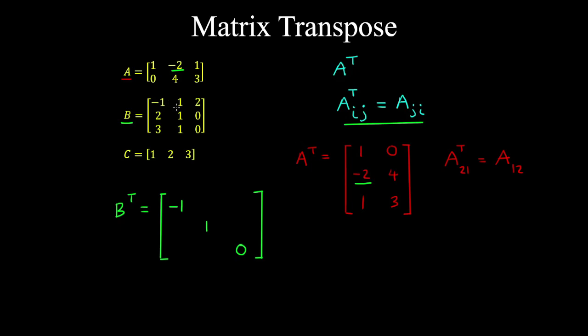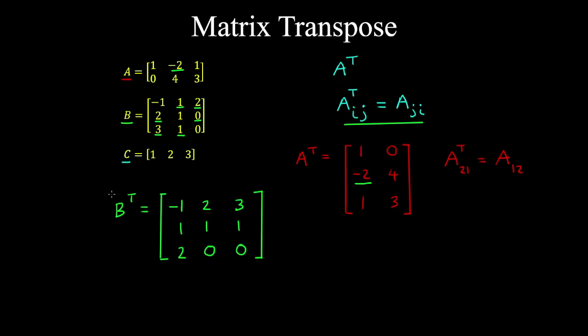So the element in row 1 column 2 is swapped with the element in row 2 column 1. And the element in row 1 column 3 is swapped with the element in row 3 column 1. And 2, 3 is swapped with 3, 2.